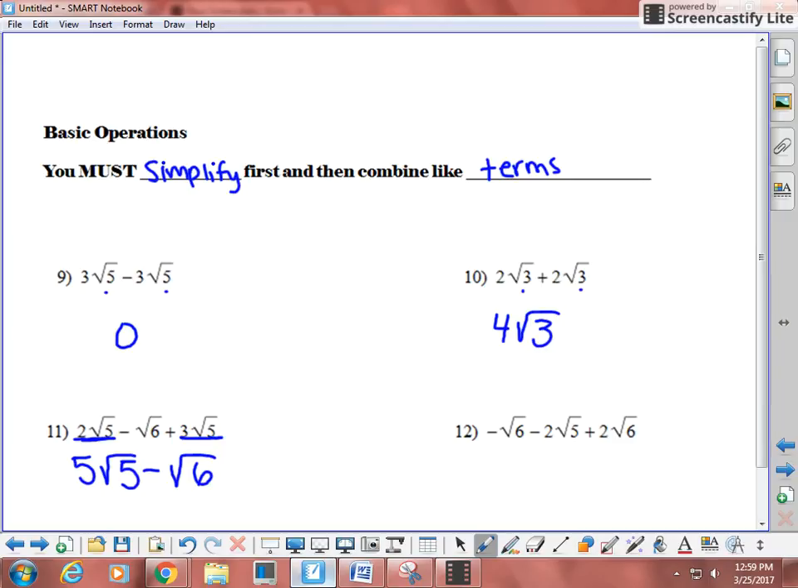Okay, same thing here. Root 6, root 6. So I have negative 1 and positive 2. So I really have a positive 1 root 6. Then this has no match, so it's just going to be 2 root 5. I don't need this 1 here, so I can just rewrite it as root 6 minus 2 root 5.